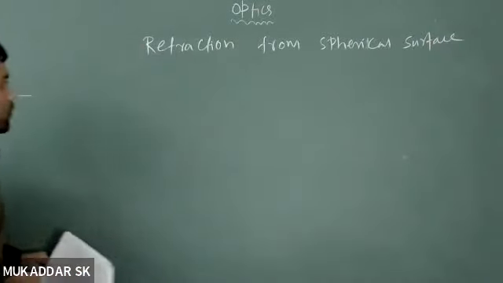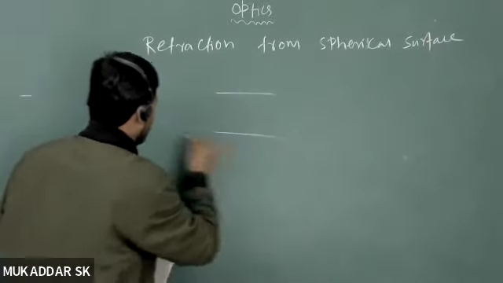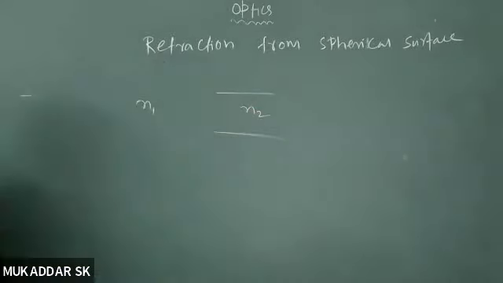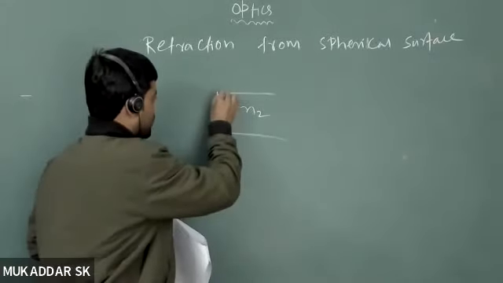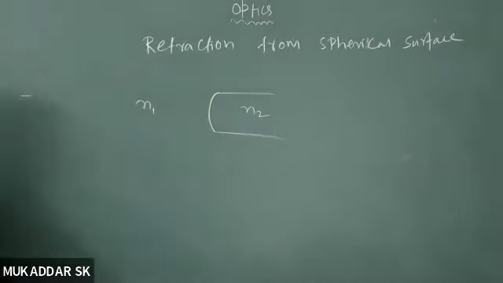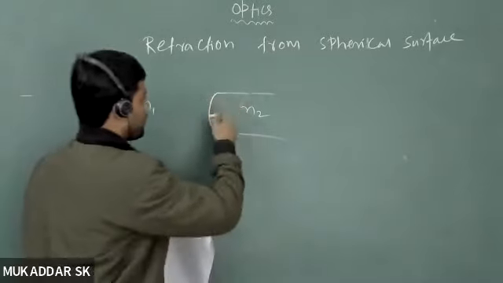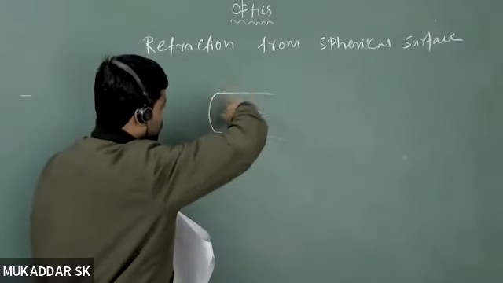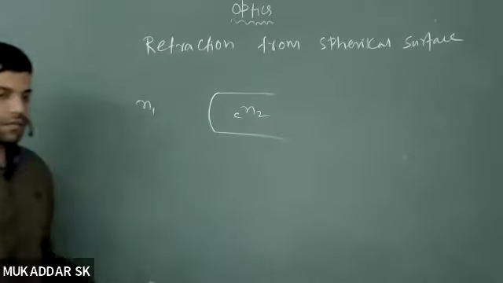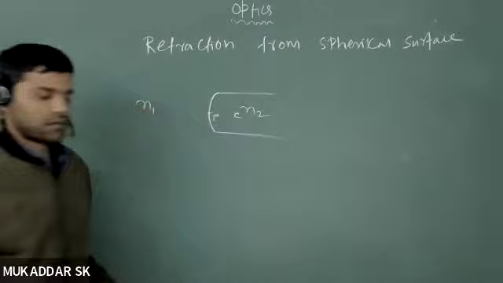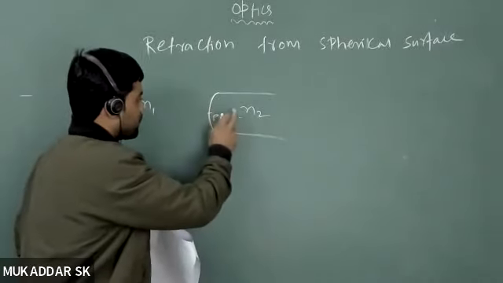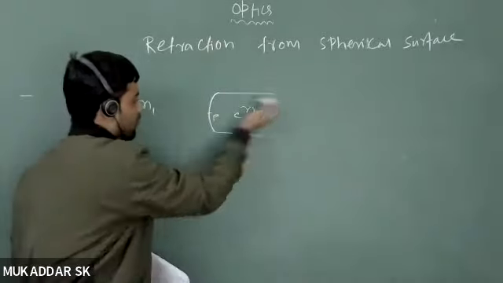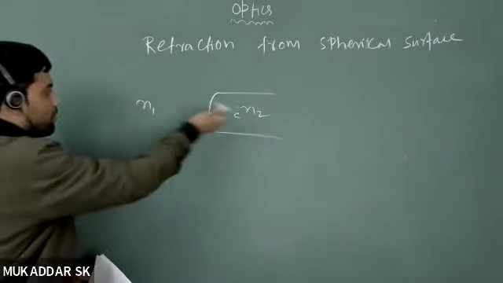Okay. So suppose you have two mediums. This is medium 1 having refractive index n1, and this is medium 2 with refractive index n2. And these two mediums are separated by a spherical surface, not by a plane surface. Okay. So obviously this spherical surface will have some center of curvature, right? If you complete this sphere, then definitely this surface will have some center of curvature, and it will have some principal axis as well, right? And the distance from the principal axis to that center of curvature is nothing but the radius of curvature, right? So these two mediums are separated by a spherical surface, and they have different refractive indices.